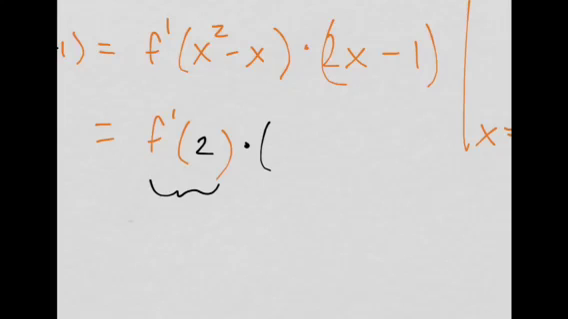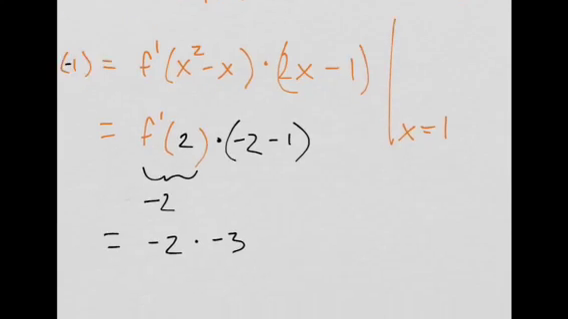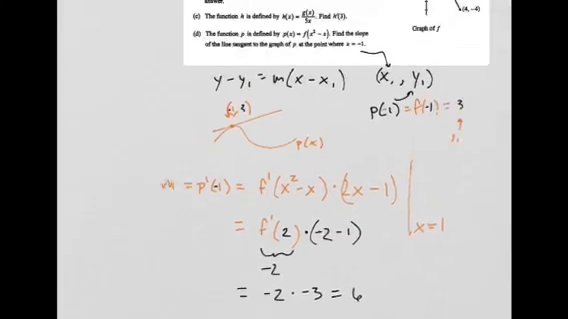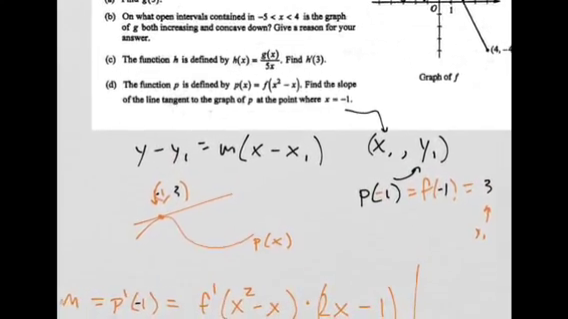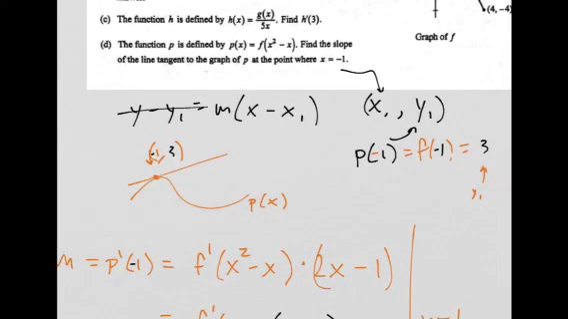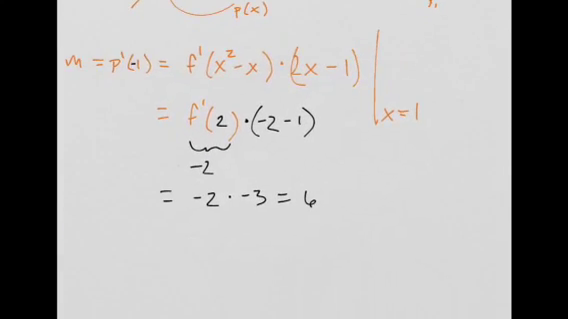Oh, that's this part. That is -2, because we're looking at the slope of f. And then times this when I plug in a -1. 2 times -1 is -2 minus 1, that's -3. So we get -2 times -3, which gives you positive 6. What was it asking? Function p is to find the slope of the line tangent to the graph. Oh, I didn't need to use that. It's just saying find the slope, and the slope is 6.